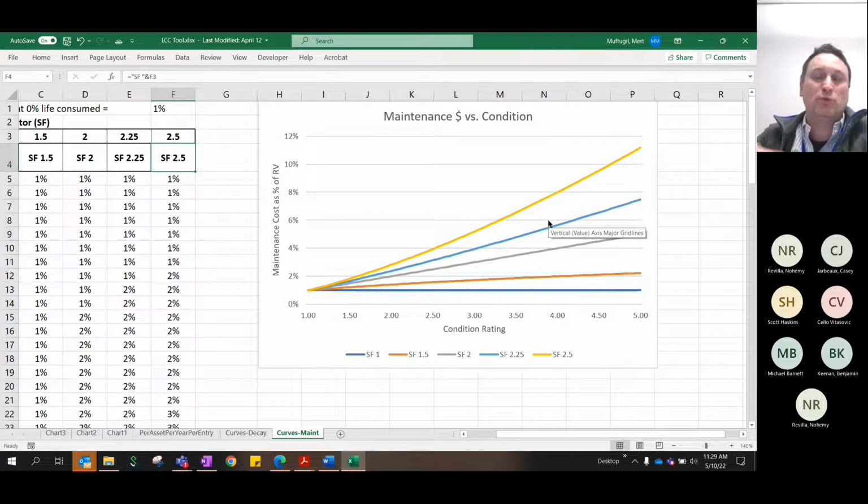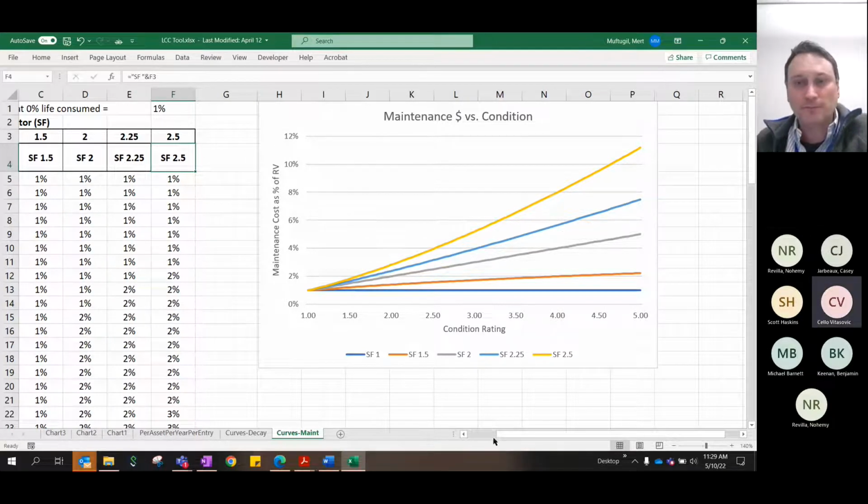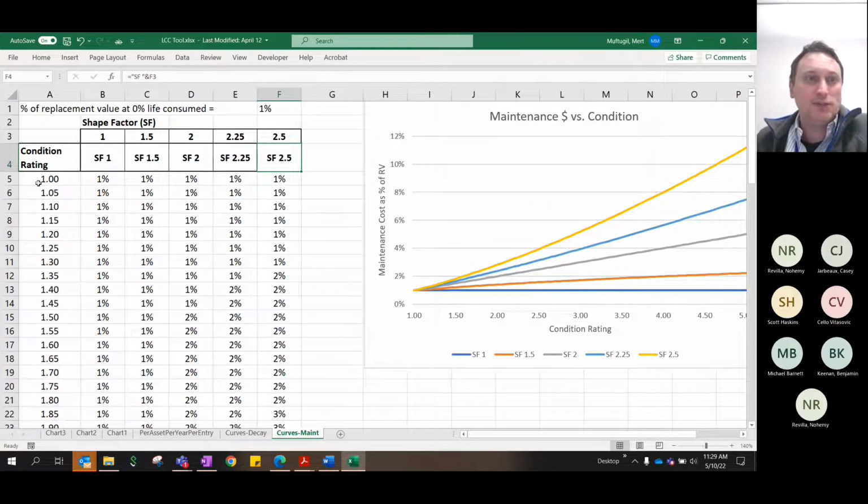So this gives us the opportunity to pick a curve that reflects things like that. The way these are drawn here, our data is on the left. For a given condition score, we have a value here to reflect the percent maintenance cost as a percentage of replacement value, corresponding to different shape factors.